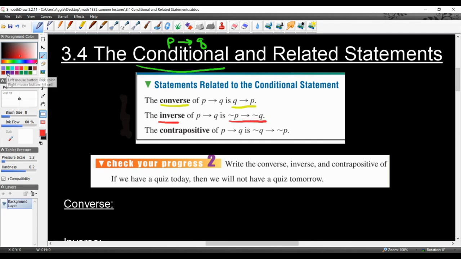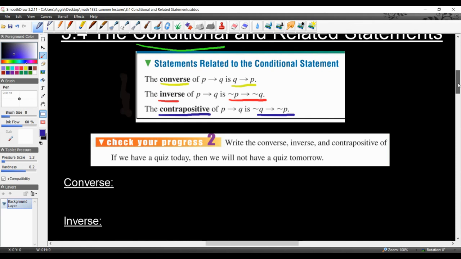And finally, last but not least, we have something called the contrapositive. The contrapositive is probably the one that people tend to forget. It's pretty much flipping them and negating them, so it's like a combination of the converse and the inverse. It's not Q implies not P. Okay, so we're going to try practicing this using an example.